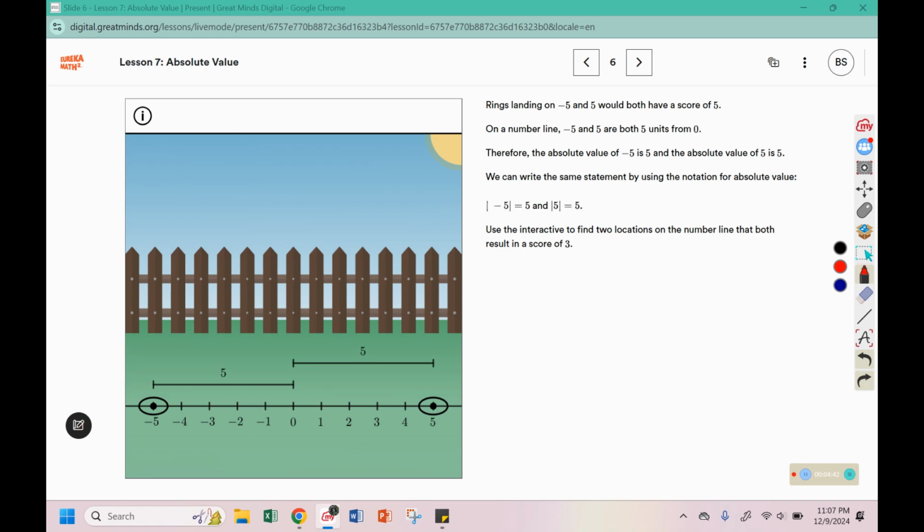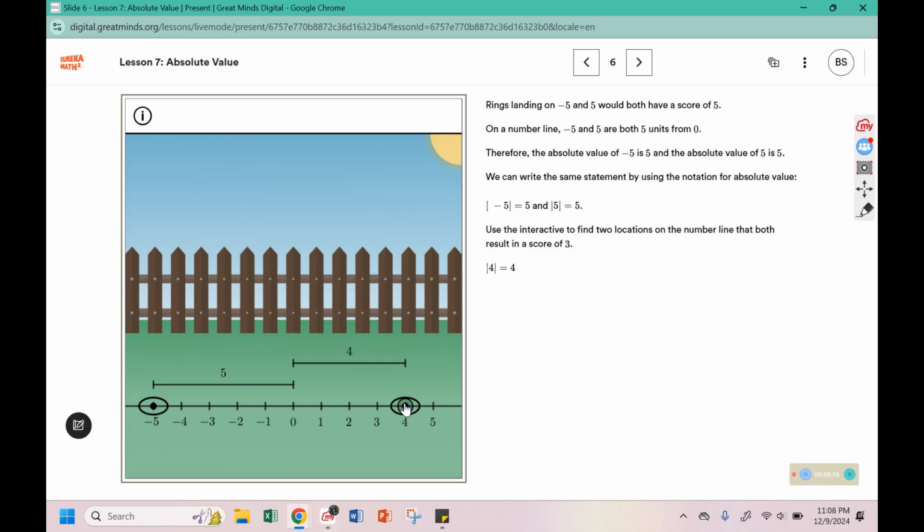Use the interactive to find two locations on the number line that both result in a score of 3. So we need to get closer to 0. The absolute value of 3 is 3, and the absolute value of negative 3 is 3.